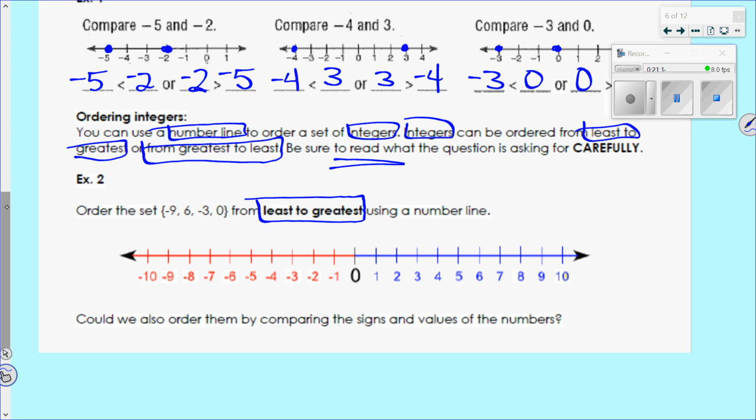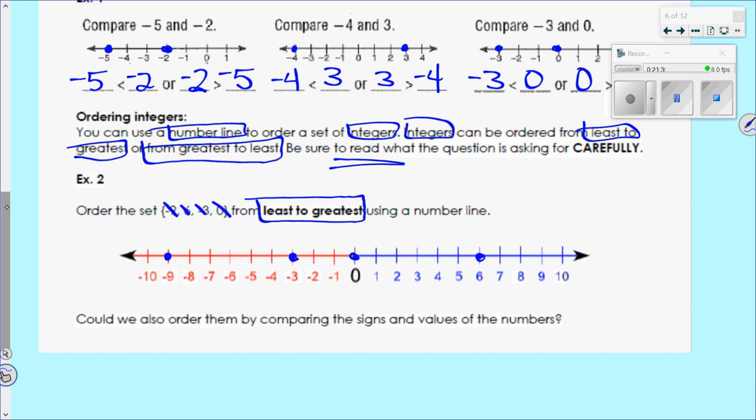So our first step is actually going to be putting the numbers on the number line. So I just go through in order. I say negative 9, and I plot it on the number line. Then we go to 6. That's all the way over here. Negative 3, right here, just on the negative. And 0 right in the middle.